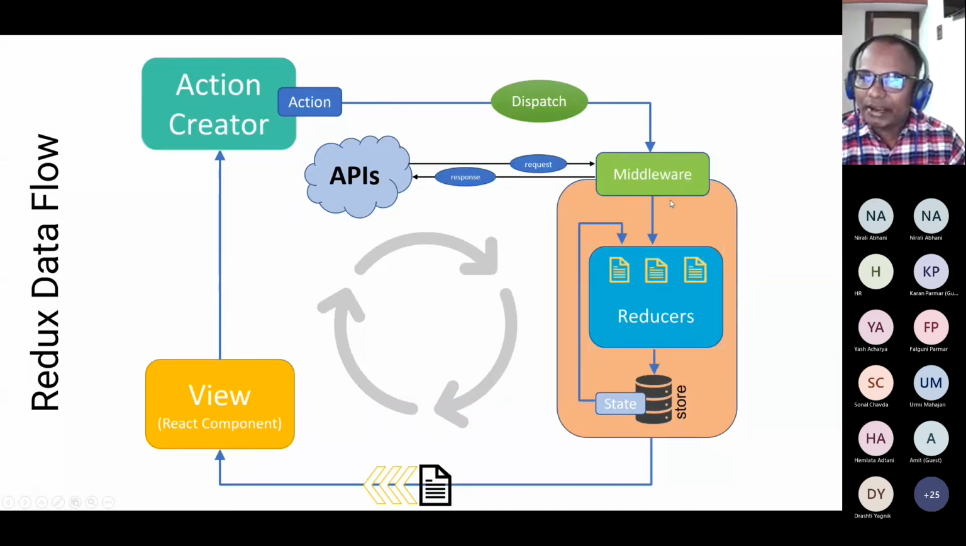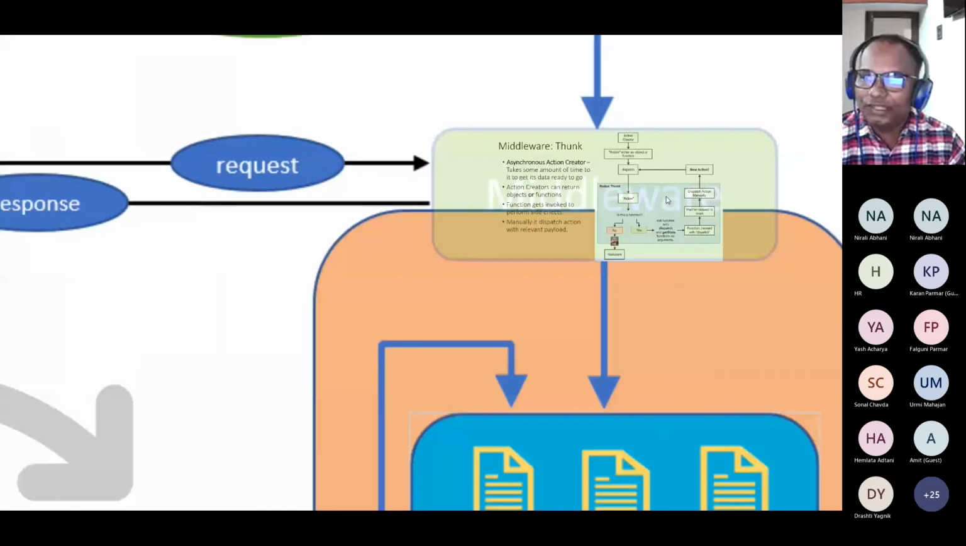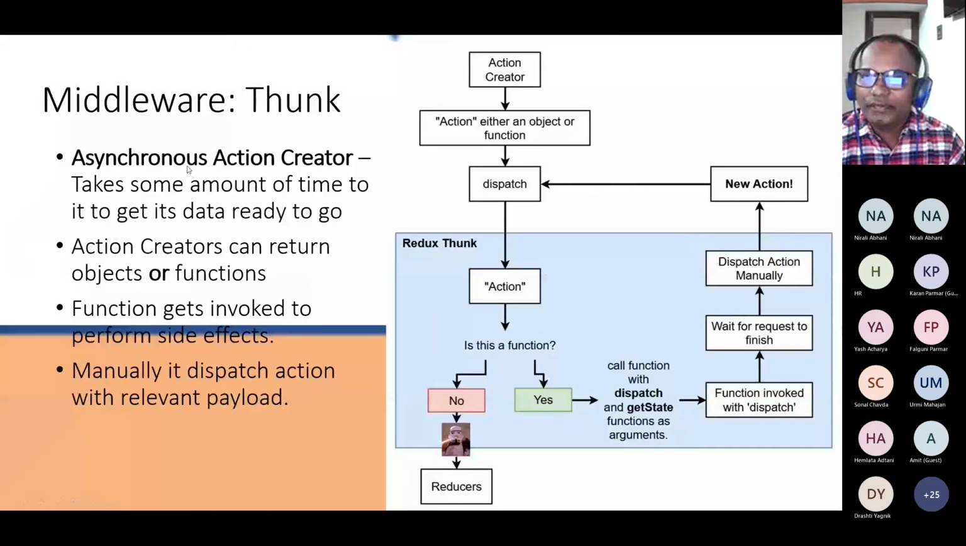Now, middleware, I have not discussed with you. Let me just brief you on middleware. It is a concept where you want to do something asynchronous. Let's say if you want to make an API call, you can use an asynchronous mechanism inside the middleware. The middleware I am referring to right now is the thunk middleware. There are many other middlewares, and the basic mechanism might be different in those.